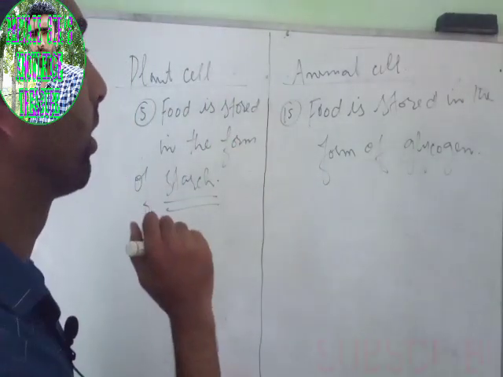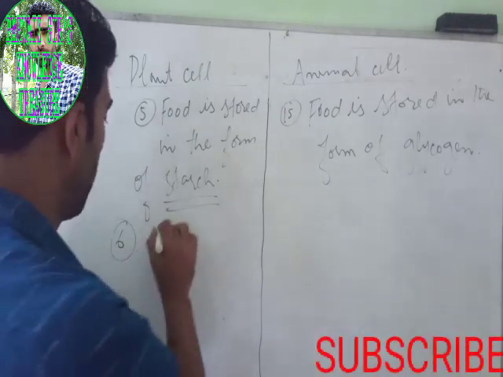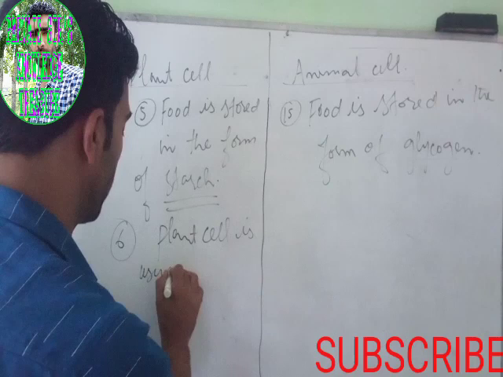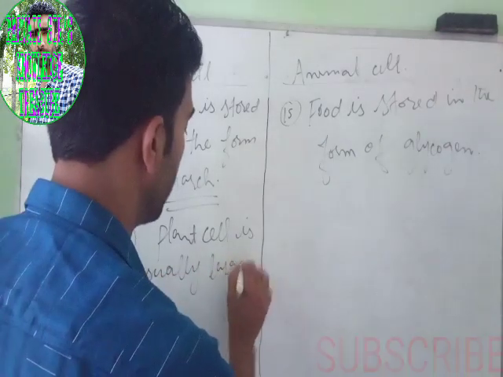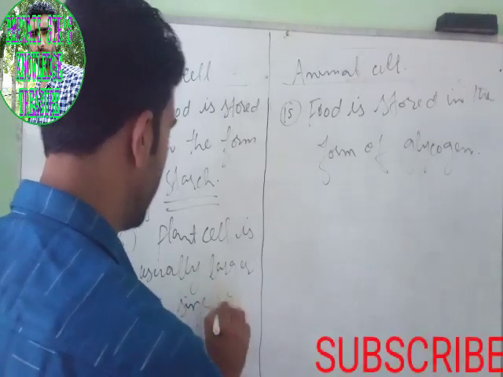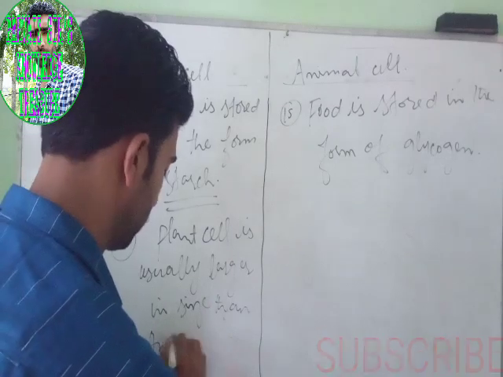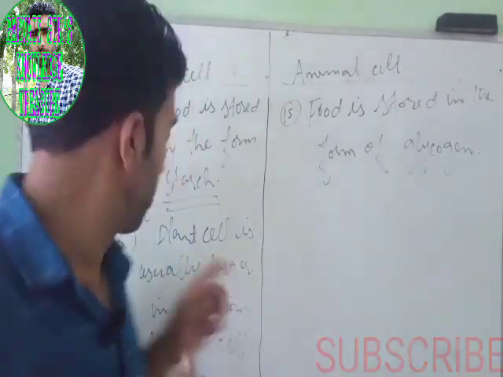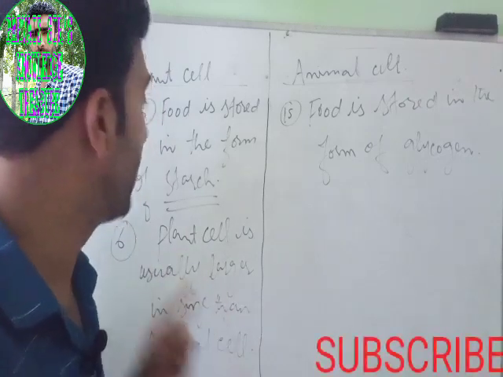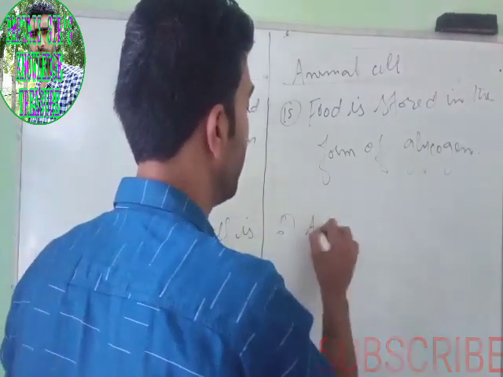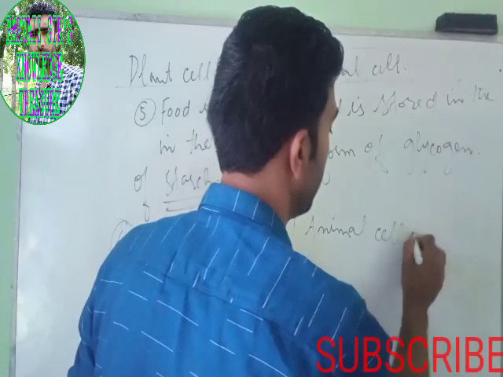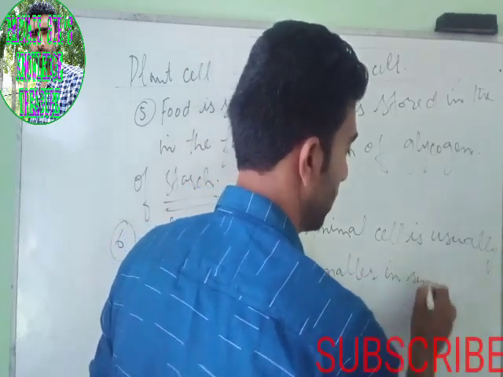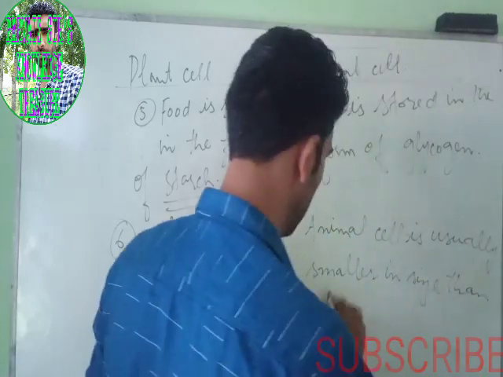And one more difference, the last difference which I am going to tell you, is plant cell is usually larger in size than animal cell, and animal cell is usually smaller in size than plant cell.